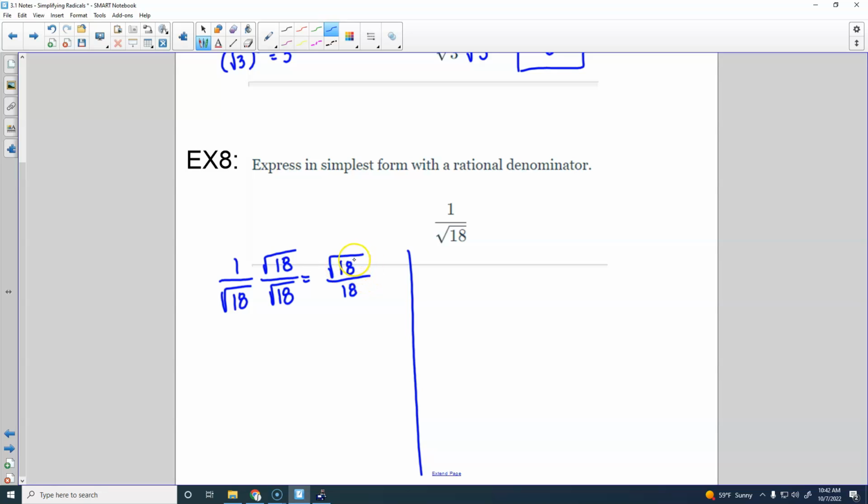18, however, will break down. That is square root of 9 times 2. And then the square root of 9 is 3. So we got 3 square root of 2 over 18. Square root of 2 over 6.